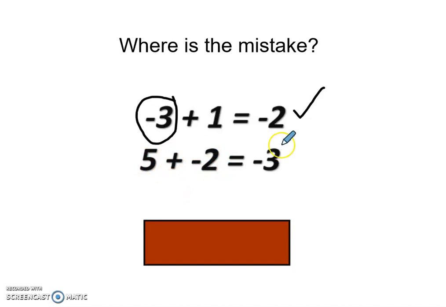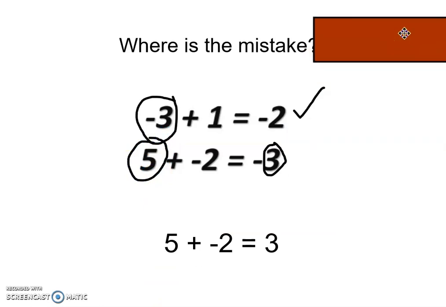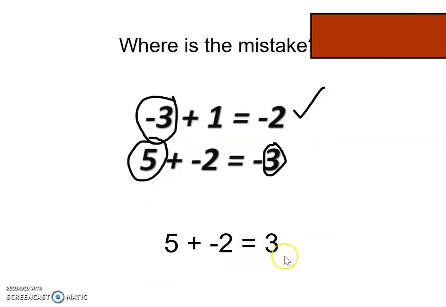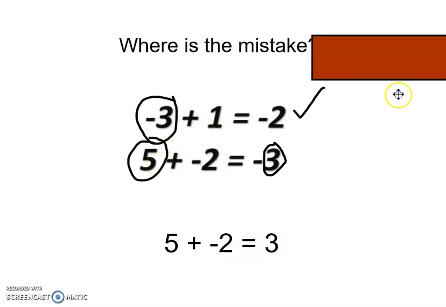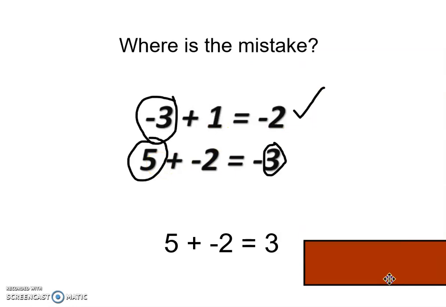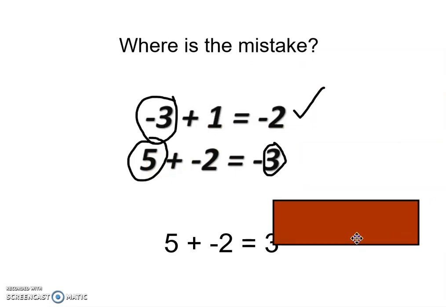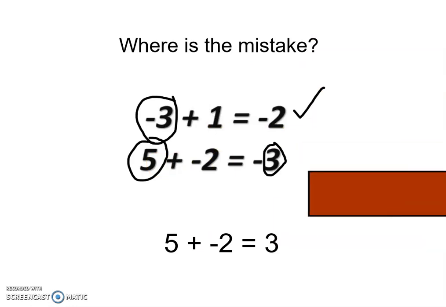All right, 5 plus negative 2. Two different signs, so they did subtract, but they kept the negative. Which one should they have kept? A positive. So 5 plus negative 2 should be a positive 3. 5 is bigger than the 2, and 5 is positive. So yeah, see, even online makes mistakes. You've got to be careful with that. Don't trust everything online.